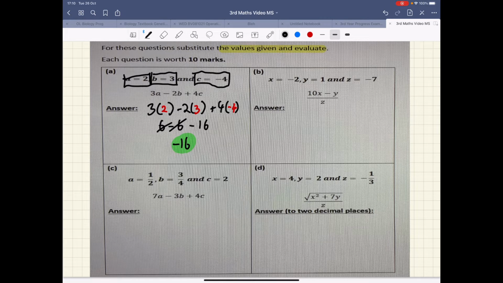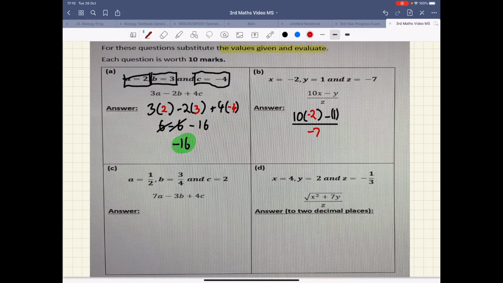Okay. So let's have a look at part B. So again, in this case, x is equal to -2, y is equal to 1, and z is equal to -7. So it's going to be 10 multiplied by -2, minus y by itself, so it's just 1. We can give brackets if we like, but it's kind of unnecessary. Then all of that is going to be divided by -7.